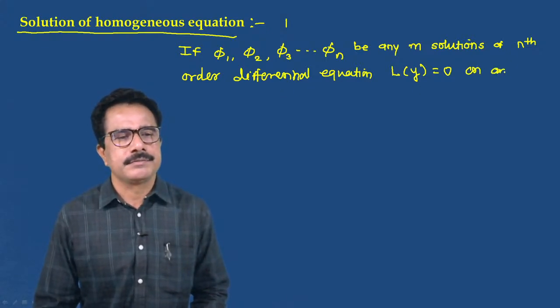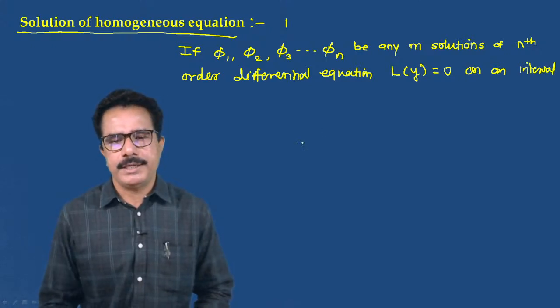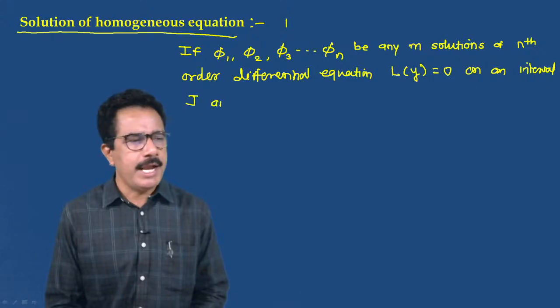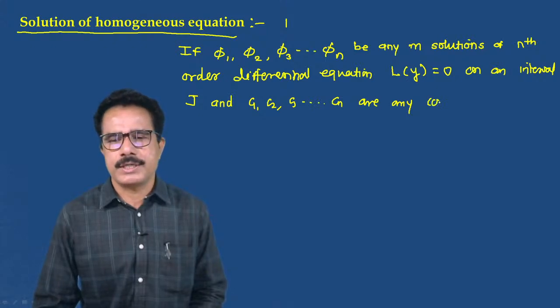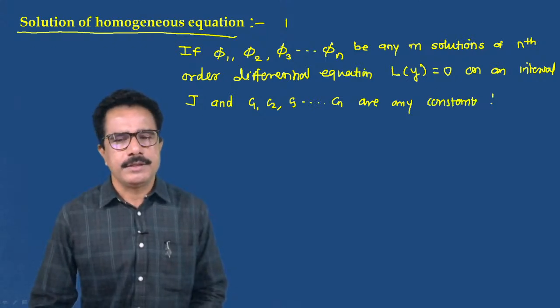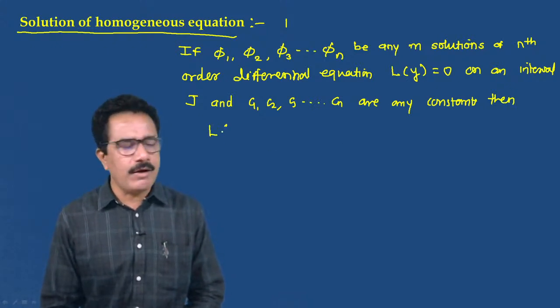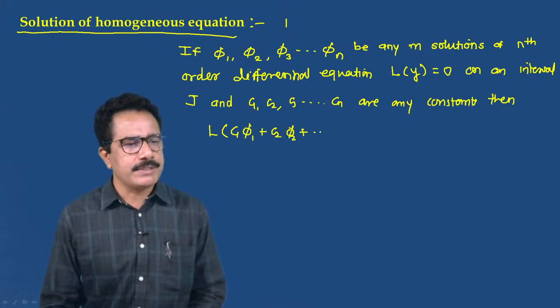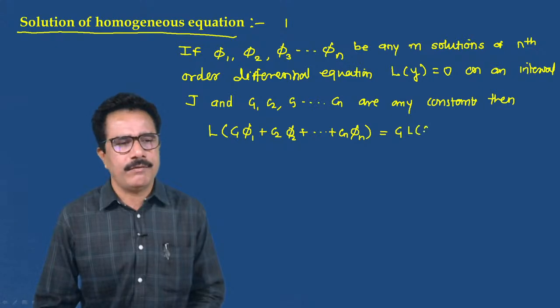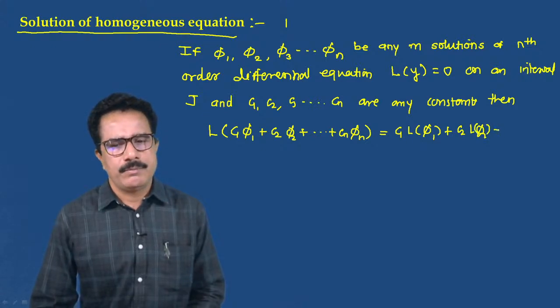On interval I, and suppose C1, C2, C3, dot dot dot Cn are any constants, then we can write L of C1 phi 1 plus C2 phi 2 plus dot dot dot plus Cn phi n, which is equal to C1 L of phi 1 plus C2 L of phi 2 plus dot dot dot plus Cn L of phi n.